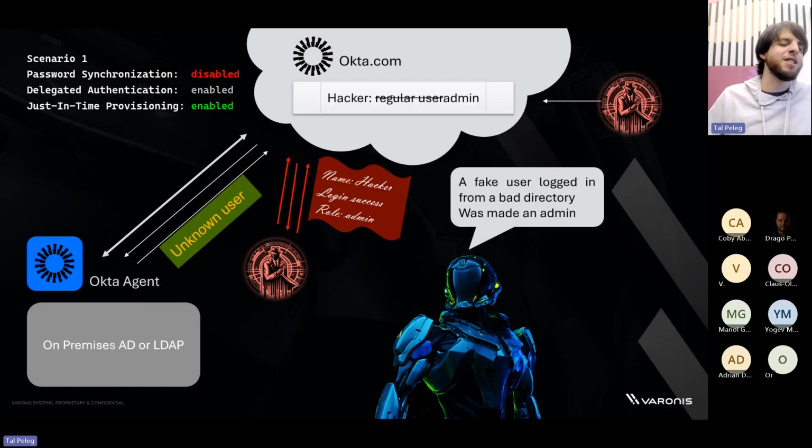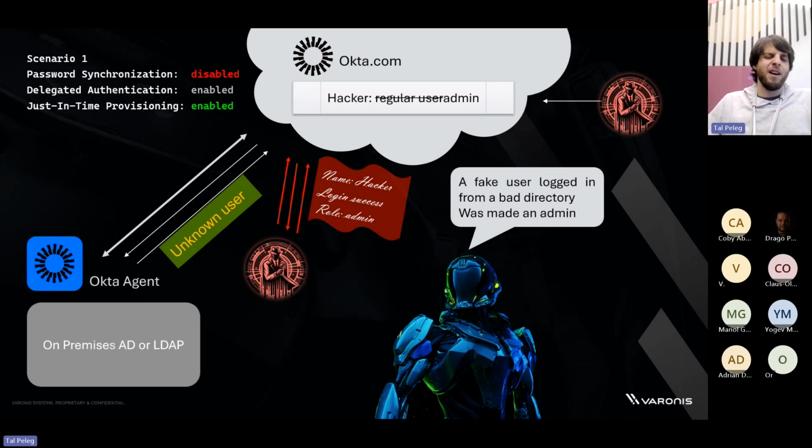Now, if just-in-time provisioning is enabled, this actually means that Okta redirects any authentication request to all the agents, all the Active Directories. This includes users that are Okta-only users, so users that don't exist on premises, such as a super administrative user or an Okta owner that you don't want to be an on-premises user. You want it to be an Okta-only user. These requests would also arrive at the agent.